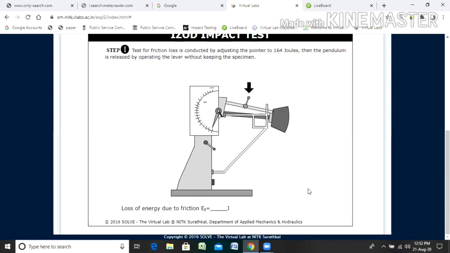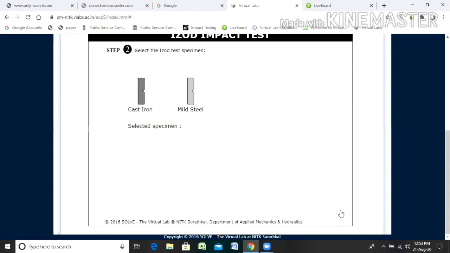In step 1, we'll test for the friction loss. For that, we have to adjust this pointer at 164 joules, and then the pendulum will be released by operating this lever without keeping any specimen over this space. So we have to release the pendulum hammer. The loss of energy due to friction is calculated, that is 2 joule. Now we have to move forward to the second step.